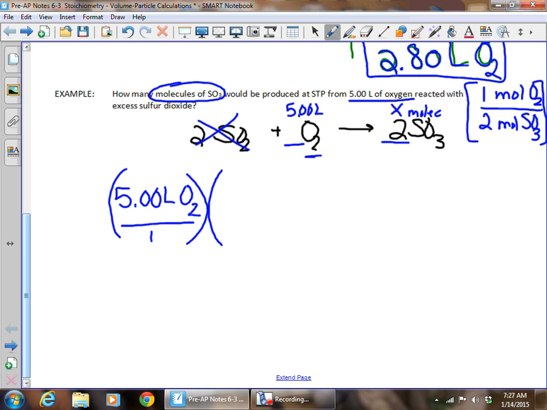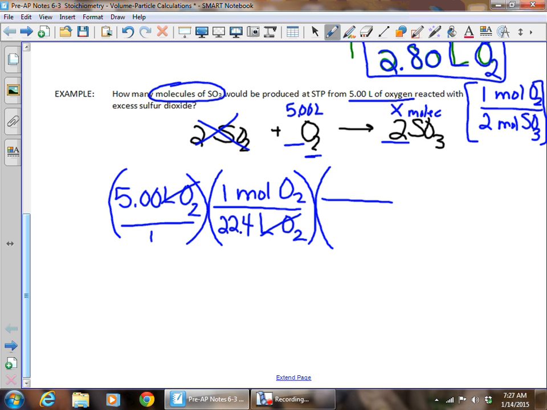The only conversion factor we've got that deals with liters is our molar volume. We need liters of oxygen on bottom, so that means our 1 mole of oxygen must go on top. 22.4 liters of oxygen. That's going to cancel our liters, leave us with moles. As soon as we get moles, we know we need to use our conversion factor, our mole ratio. So moles of O2 on the bottom. Now look at the conversion factor. It looks like we're going to need to flip it this time with the 1 mole of oxygen on bottom and the 2 moles of SO3 on top. So pay attention to where the units go for those mole ratios. That's going to cancel or reduce to 1 our oxygen. Now we've got 2 moles of SO3.